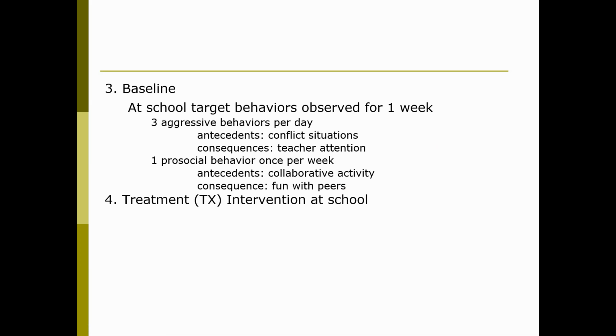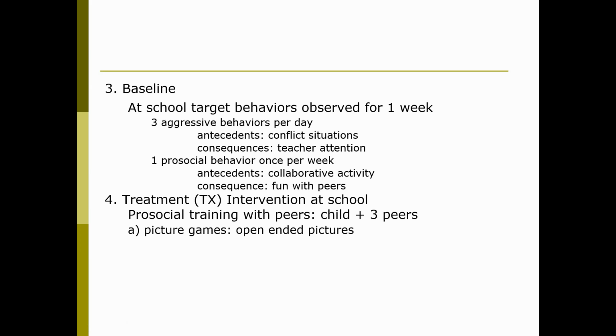So after baseline, they proceeded with the treatment, and the treatment involved an intervention that happened at school. So McNamara developed what he called prosocial training with peers, and it involved the child and 3 peers, and they did an activity that they called picture games. That's what they called it with the children. So they presented the children in these small groups, the child and 3 peers, with some open-ended pictures, and the open-ended pictures came from prior research. And he prompted the child, how would you handle this? So he asked the child as well as the peers.